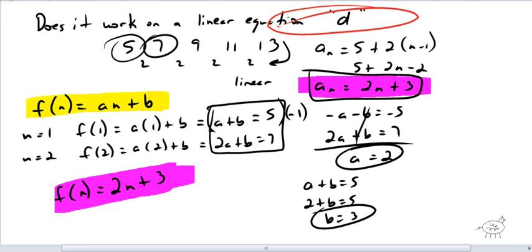So let's take a look at a couple other things here, because I know you're like, wow, that's kind of a lot of work. Yeah, but I want to show you how to use your calculator now. So let's clear this out here, and let's go back to the problem we just did. So if I have 5, 7, 9, 11, and 13.